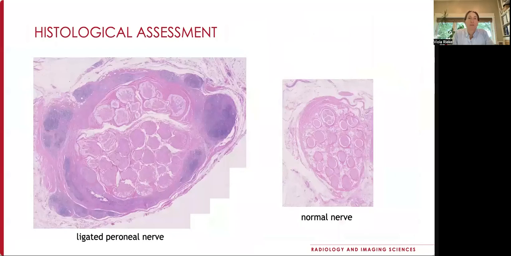We performed histological assessment after euthanasia. The left image shows H&E staining of the peroneal nerve near the ligation site. The nerve is surrounded by inflammatory cells, seen in purple, which are not present in the normal nerve and confirm the development of the neuritis.